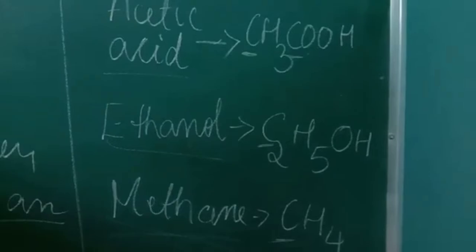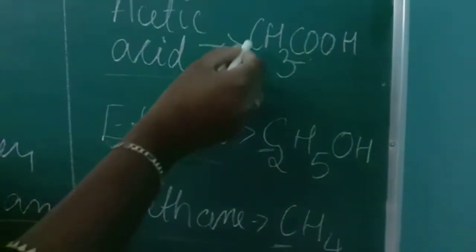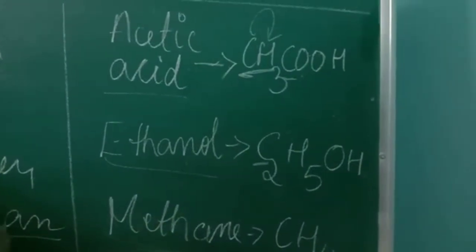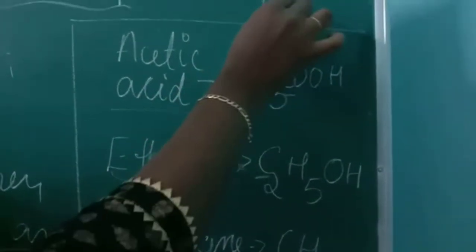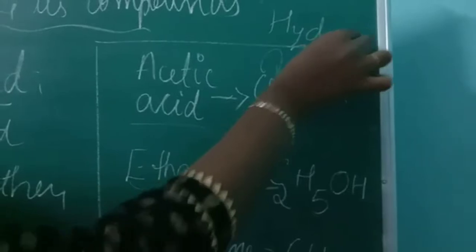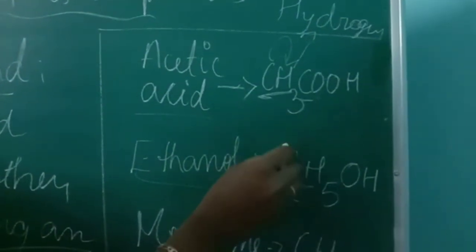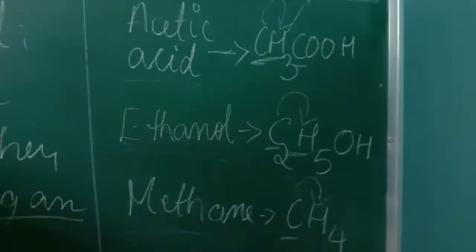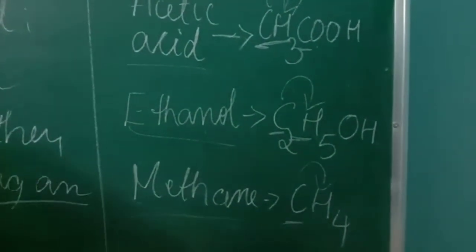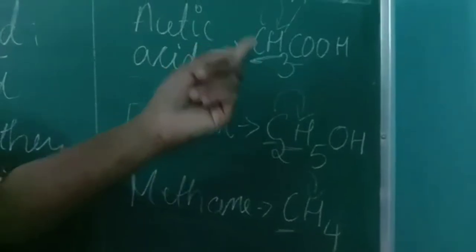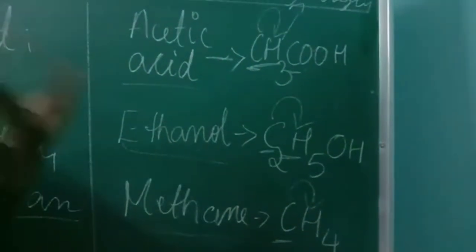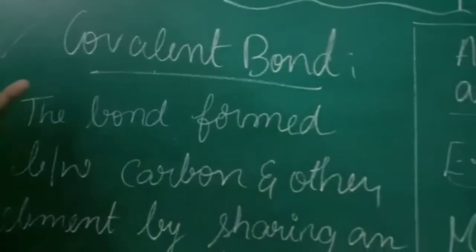In all these three examples, just check it out, this carbon is along with the H. That H stands for hydrogen. So here C is bonded with hydrogen and here also C is bonded with hydrogen. In most of the elements we can say carbon usually forms a bond with the hydrogen element. And what type of bond is formed here? That bond is called a covalent bond.